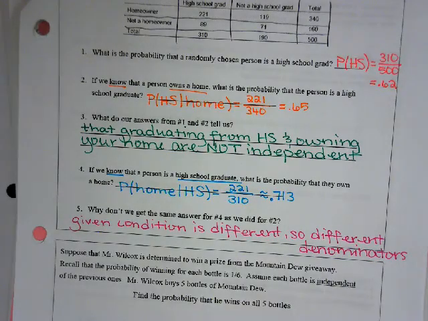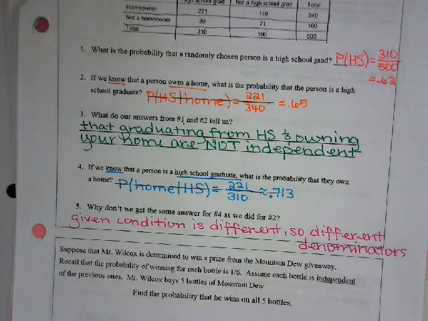So now we're going to use the whole independent idea to come to our last probability rule. And we're going to go back to the Mountain Dew idea.